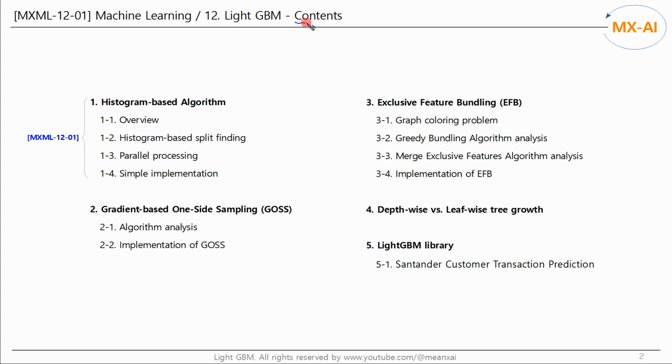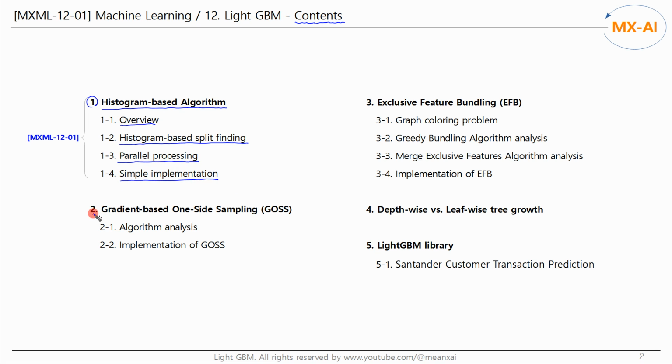Let's take a look at the full table of contents. In Chapter 1, we will look at the histogram-based algorithm. Let's take a quick overview and explore the histogram-based split-finding algorithm through a simple example. Then let's look at the parallel processing method and simply implement it with code.